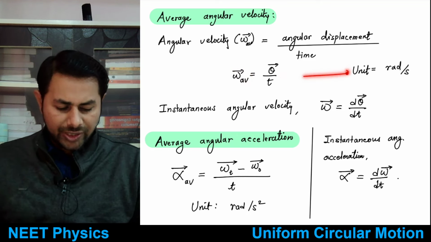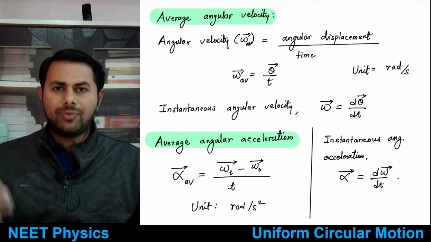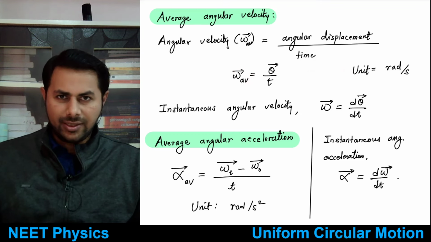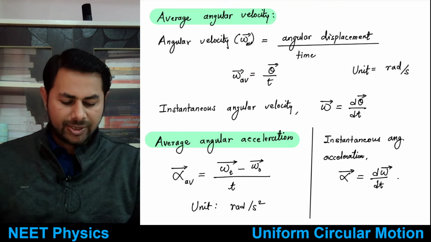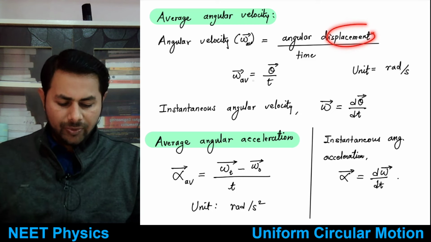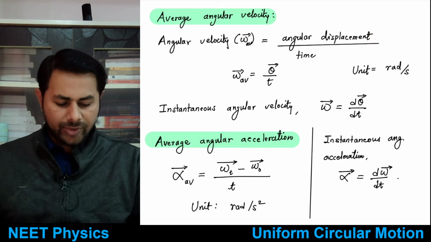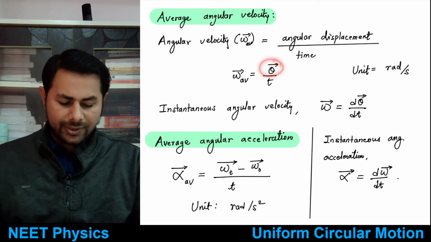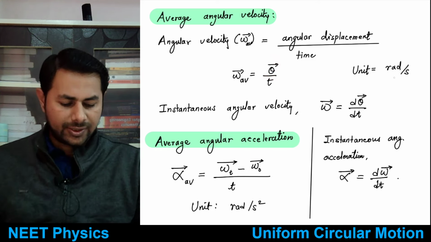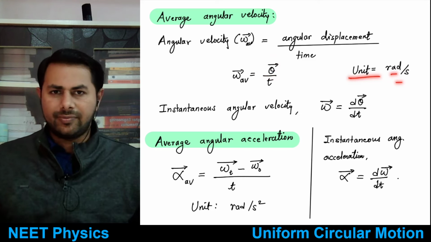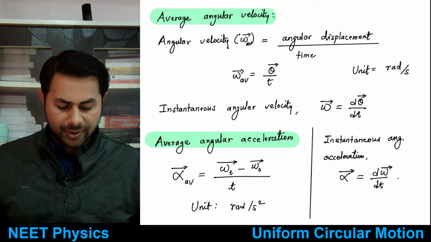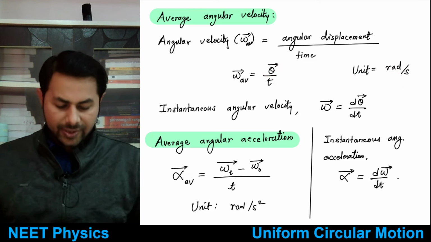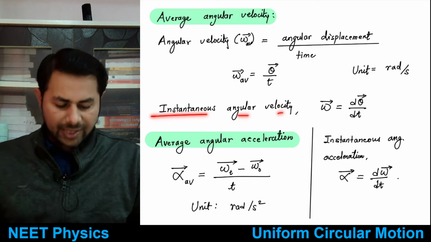What would be its unit? The SI unit of an angle is radians. So the unit of angular displacement is radians. Therefore the unit of angular velocity would be radian for this angle divided by the unit of time, that is second. So the unit is radians per second, right? That's very, very simple.